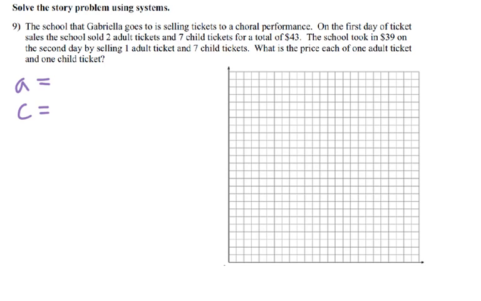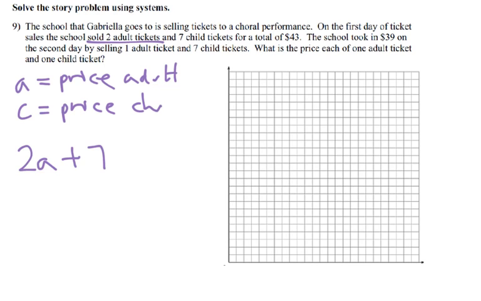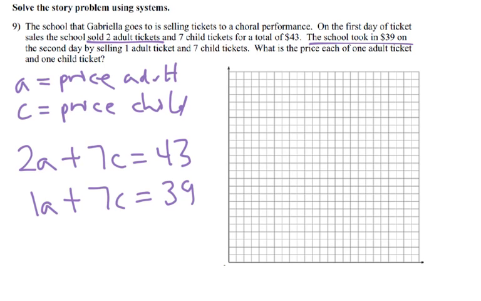Now these ones are set up to work great with standard form. Because I say, well, if I sold 2 adult tickets, I multiply it by the price, A. I'm going to add to that however many child tickets I sold multiplied by the price, C. And that's going to equal 43. Well, I do it for the other one. So they took in 39 by selling 1 adult ticket, so 1A, and 7 child tickets, 7C.